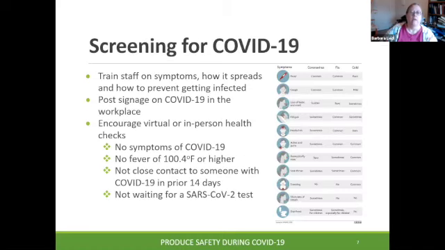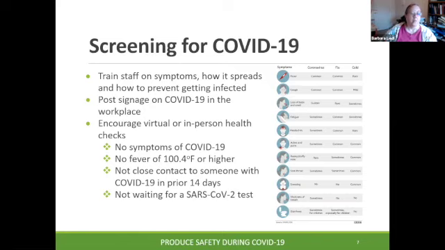All right. So screening for COVID-19, it's really important. You've got to train your staff on the symptoms. Don't just assume that because they're in the midst of the pandemic with you, they remember all of the symptoms. And also make sure they understand how it truly spreads. Not listening to myths, but actually how it spreads based on information. We'll have resources for you. And how they can prevent getting infected themselves or infecting anybody else.